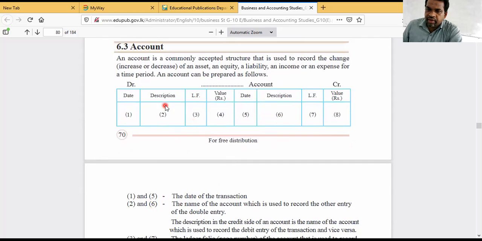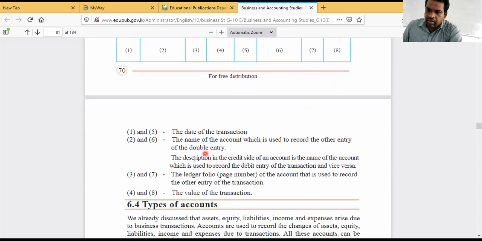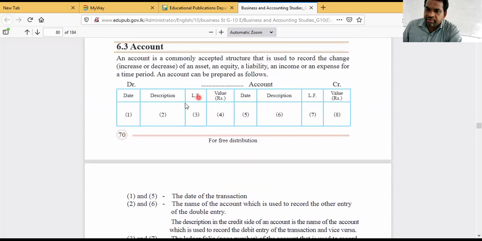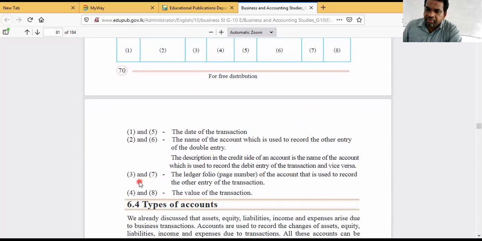Number 2 and 6. Number 2 is the description of the debit side. Number 6 is the description column of the credit side. Always we write the opposite account's name as a description. Here also, always we write the opposite account's name in the description column. Number 3 and 7.